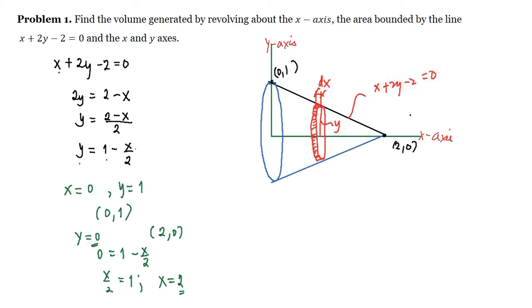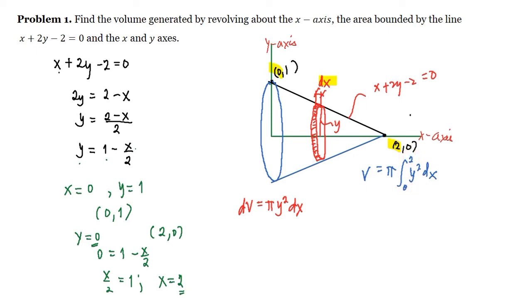Now, taking the differential of the volume, we have here the pi, radius here is y, squared, multiplied by the thickness of the circular disc, which is the dx. So, hence, our volume here is equal to pi integral of y squared dx, and since we are in x, our limit will be from 0 up to 2.